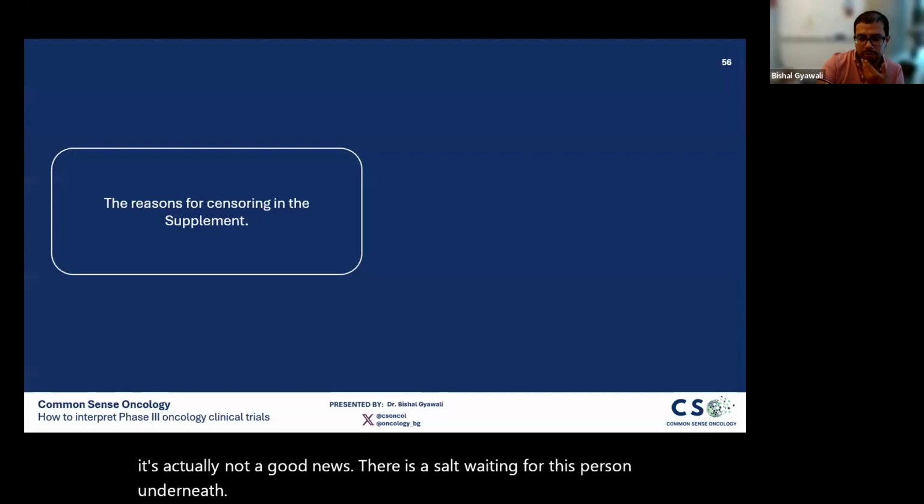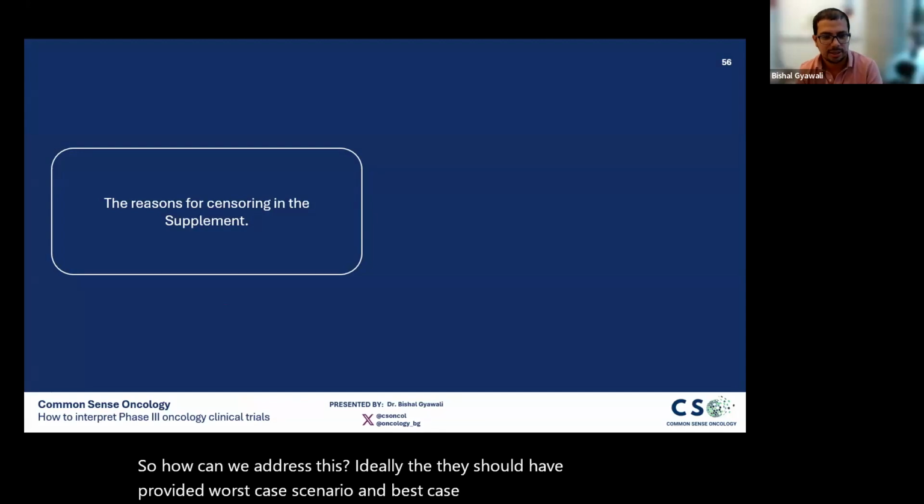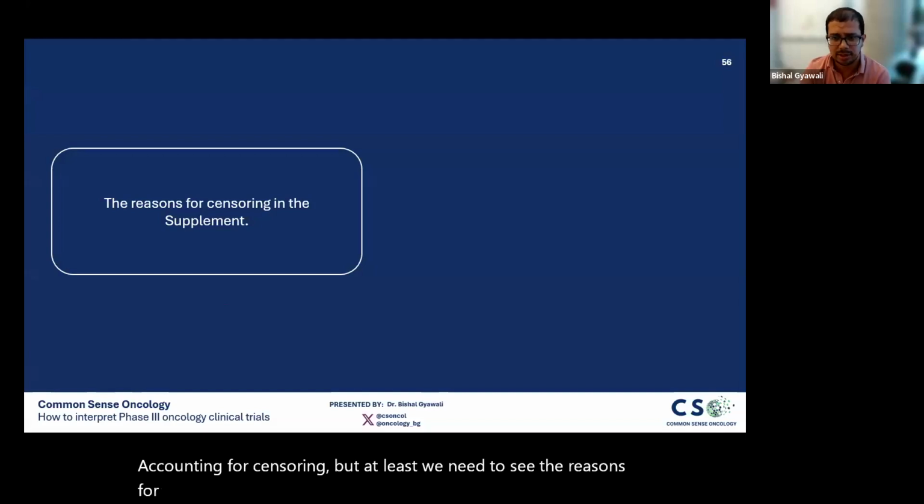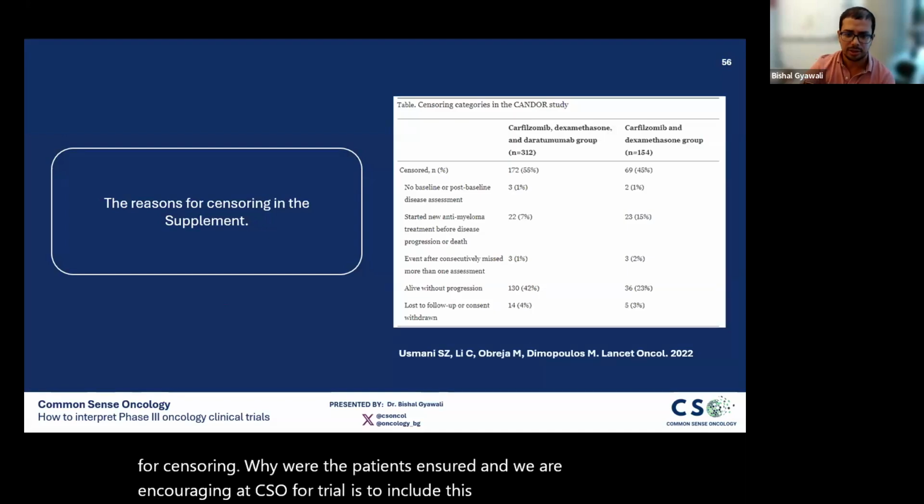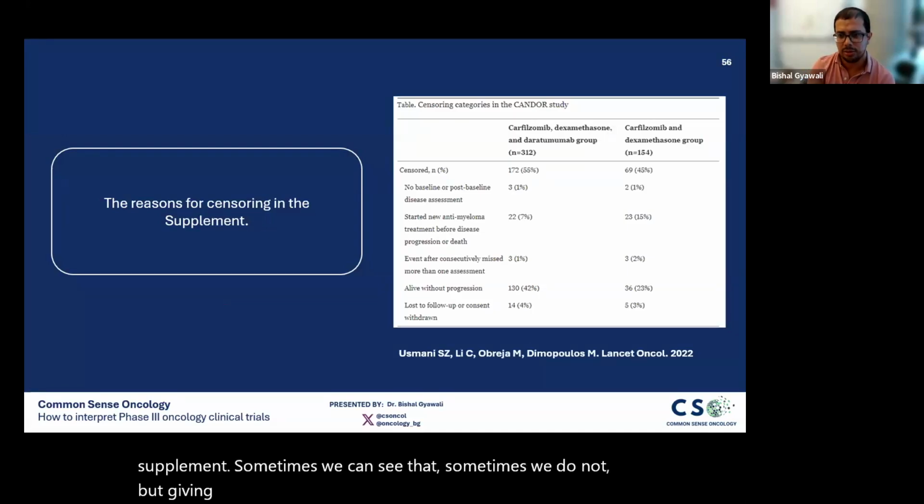So how can we address this? Ideally, they should have provided worst case scenario and best case scenario analysis accounting for censoring, but at least we need to see the reasons for censoring. Why were the patients censored? And we are encouraging trialists at CSO to include this information in the supplement. Sometimes we can see that, sometimes we don't, but giving the reasons for censoring would be a big step.